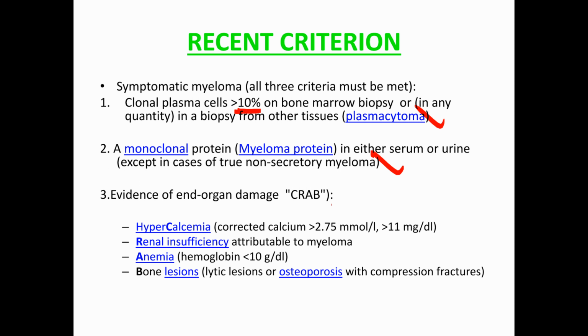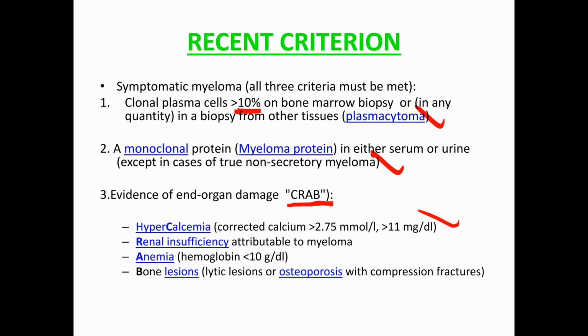And the third one, the most important, is end organ damage evidence like CRAB. C means hypercalcemia, increased serum calcium. Why is there an increased serum calcium in multiple myeloma? Because there is excessive stimulation of osteoclasts. There are two types of cells in the bone marrow: the osteoclast and the osteoblast. Osteoblast helps in healing bone and forming new bone, and the main function of osteoclast is to dissolve existing bone and increase the serum calcium level.